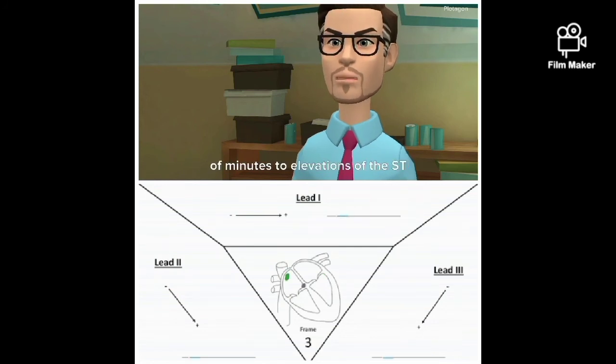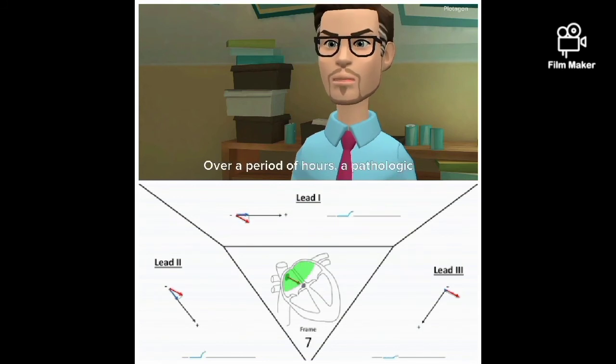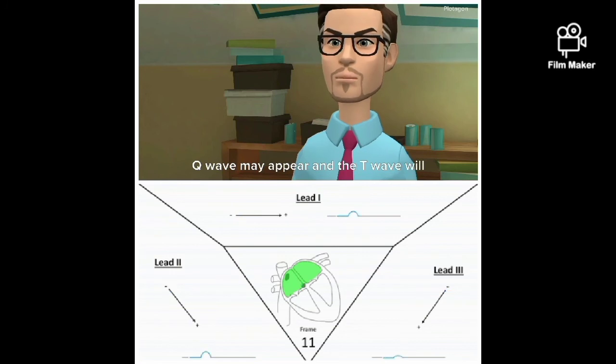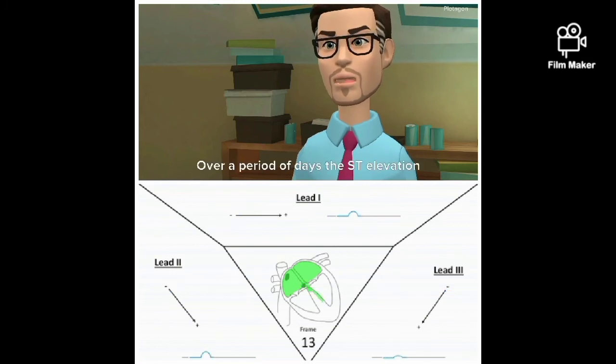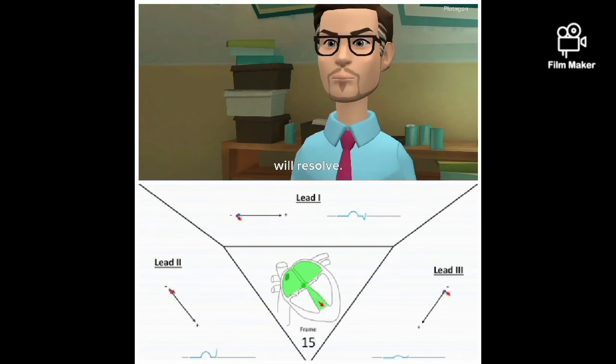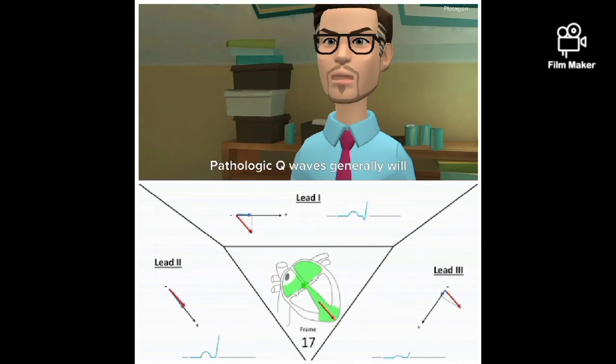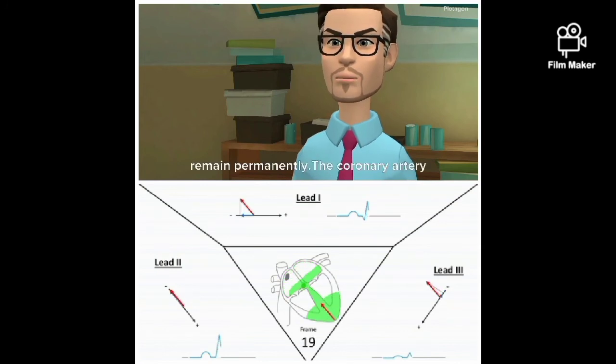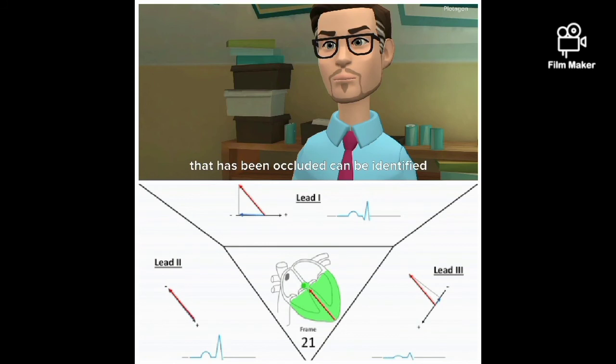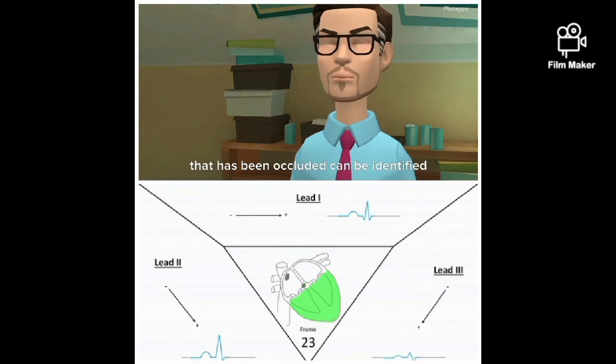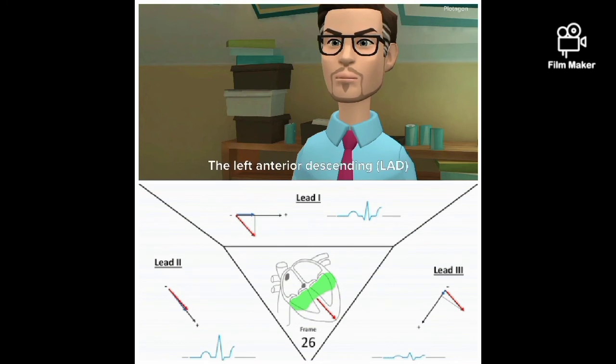This then progresses over a period of minutes to elevations of the ST segment by at least 1 mm. Over a period of hours, a pathologic Q wave may appear and the T wave will invert. Over a period of days, the ST elevation will resolve. Pathologic Q waves generally will remain permanently. The coronary artery that has been occluded can be identified in a STEMI based on the location of ST elevation.